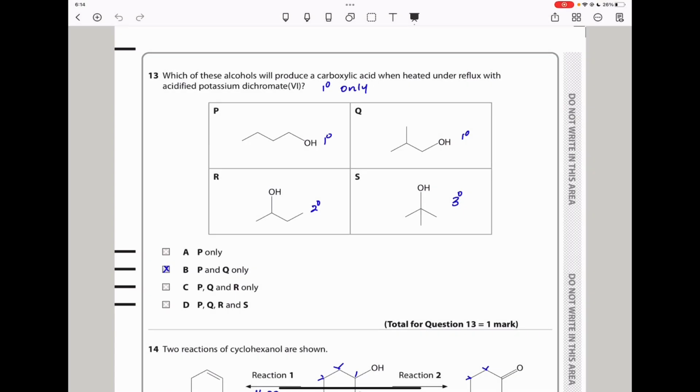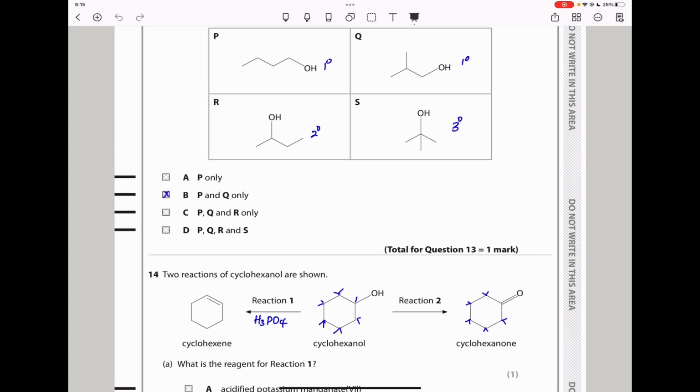Which of these alcohols will produce a carboxylic acid when heated under reflux with acidified potassium dichromate(VI)? Remember, acidified potassium dichromate(VI) oxidizes primary alcohols to convert them into carboxylic acids. If a secondary alcohol is oxidized, it will produce a ketone and not a carboxylic acid. Primary alcohols go through aldehydes and then carboxylic acid. So let's see, this is a primary alcohol, so it can be, this is secondary, it cannot be, and that is tertiary, it cannot be. So the answer should be only this one and this one, because they are the only primary alcohols, meaning our answer here should be a B.